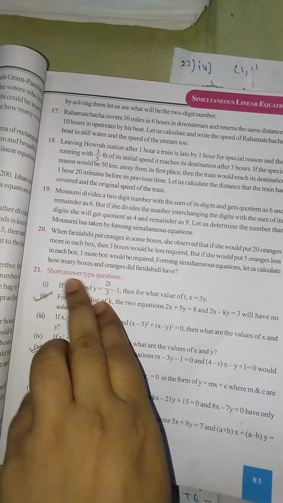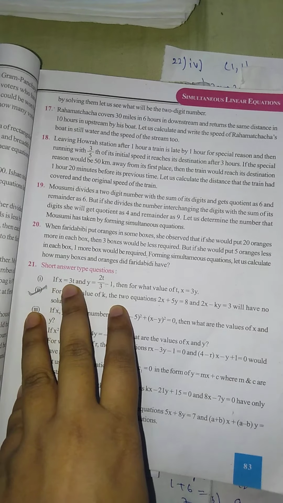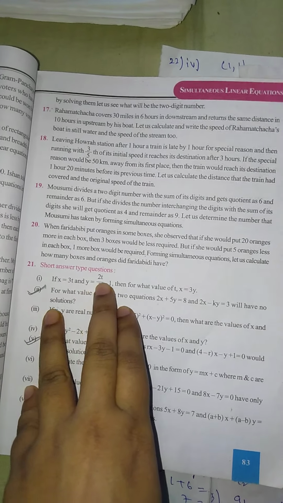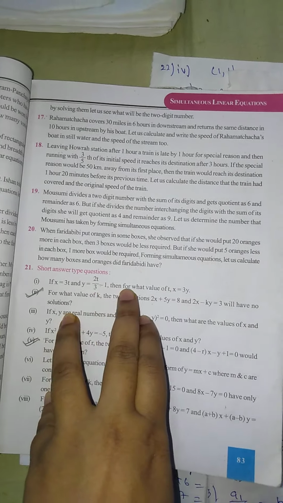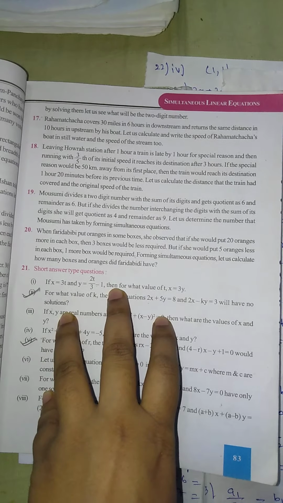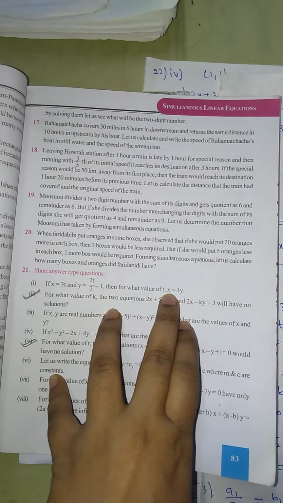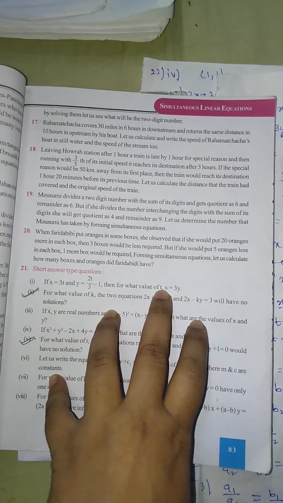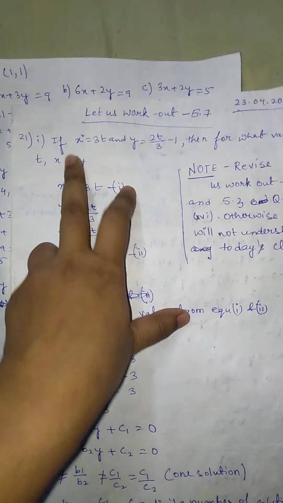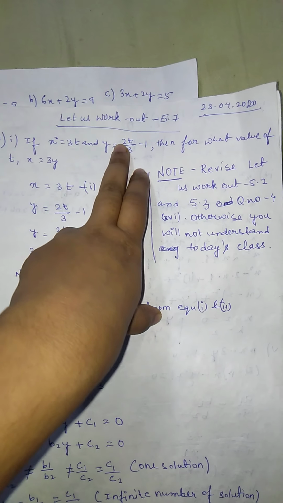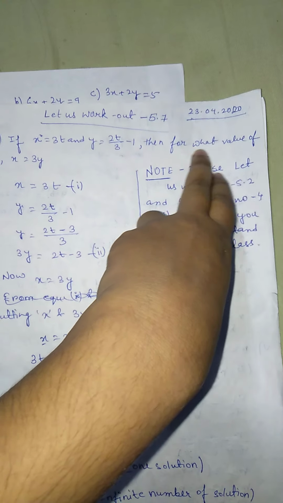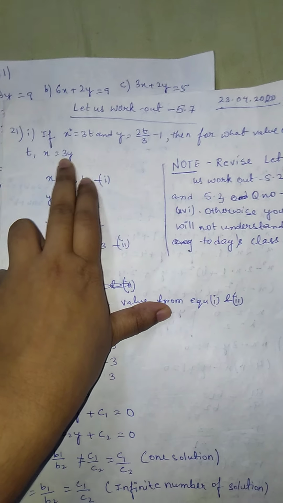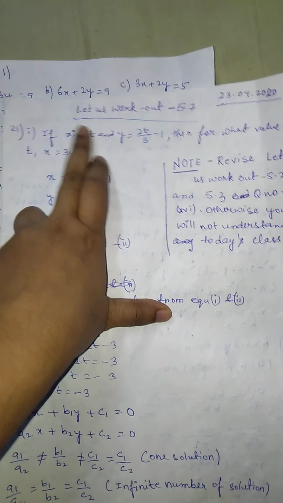Now question number 21, short answer type question. If x equals 3t and y equals 2t by 3 minus 1, then for what value of t does x equal 3y? Means we have to find the value of t. How you will do this one? See, I have done already. If x equals 3t and y equals 2t by 3 minus 1, then for what value of t x equals 3y. So what is given to you?